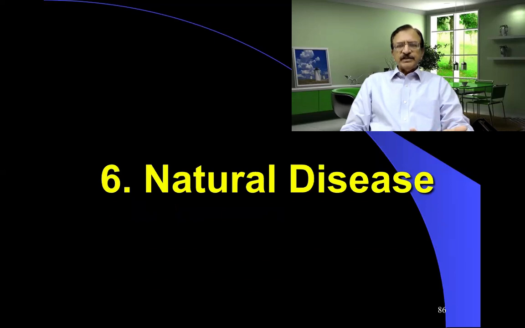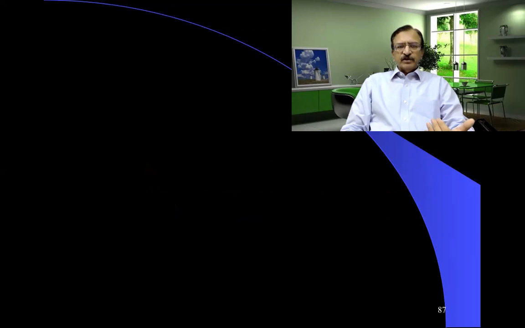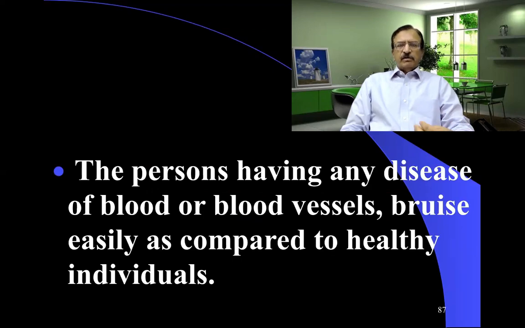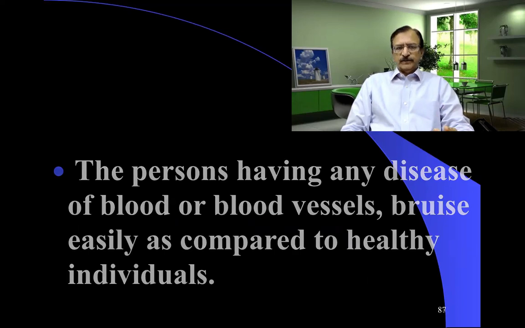Then the natural diseases, as I talked earlier, that some natural diseases of the blood or the blood vessels, they bruise easily. The persons having thrombocytopenia, persons having fragile blood vessels, or any other natural disease which is affecting the systemic system of bleeding or clotting, those individuals will bruise easily as compared to healthy individuals.